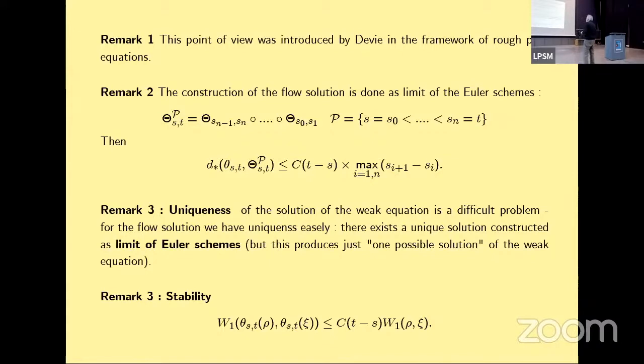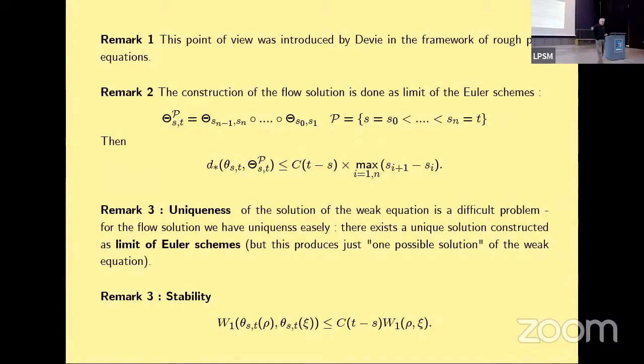The second remark is the following. We do not only prove that we have a flow solution, but we also have an approximation of it in the following sense. If you take a partition of st and construct the Euler scheme by concatenating one step Euler schemes, this is theta p, we can prove that d star of theta, the real flow, and the Euler scheme is less than t minus s, the length of the interval, multiplied by the mesh of the partition. So we have an estimate of the error in this sense. And actually, the way in which you construct this flow is exactly as limits of Euler schemes like this.